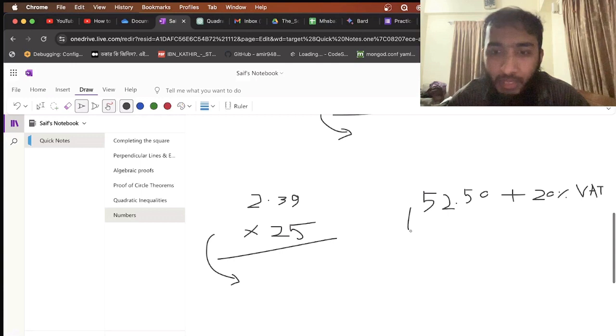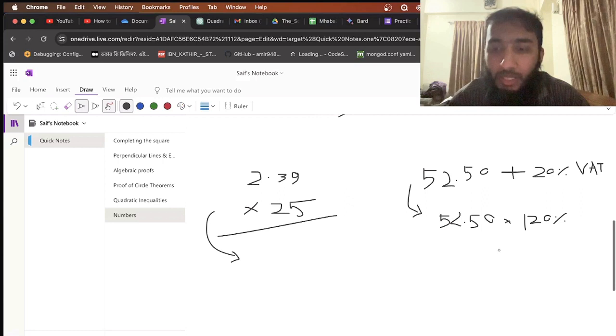This is the same as 52.50, which is the package, multiplied by 120%. The calculation of this will be the result.